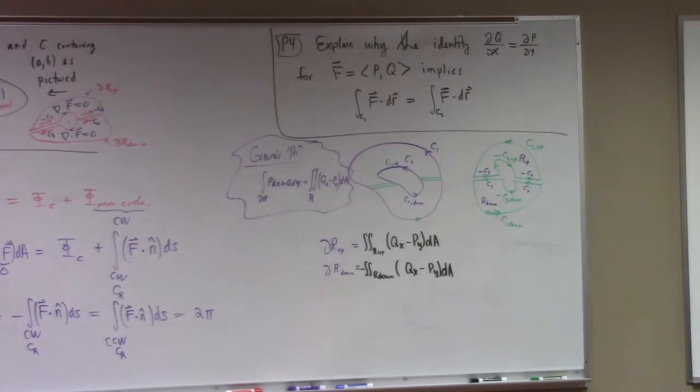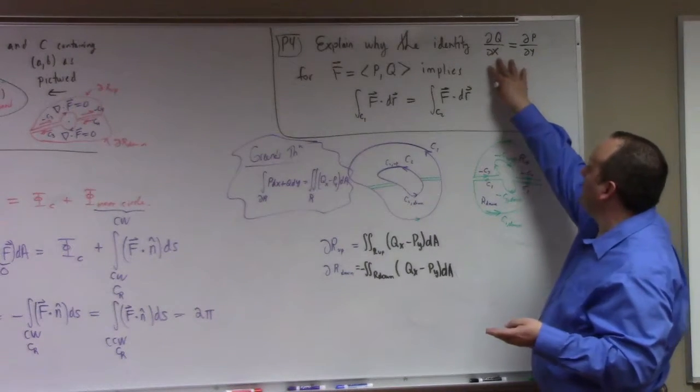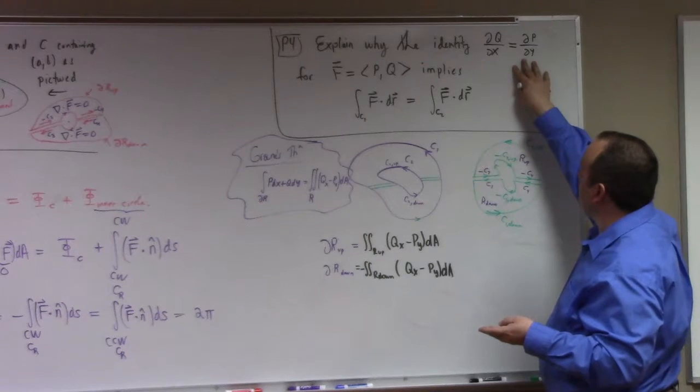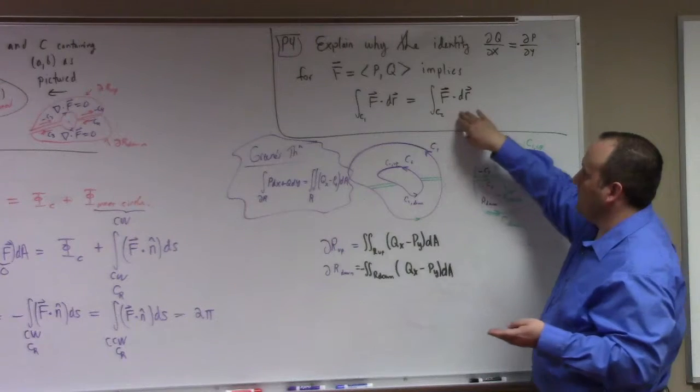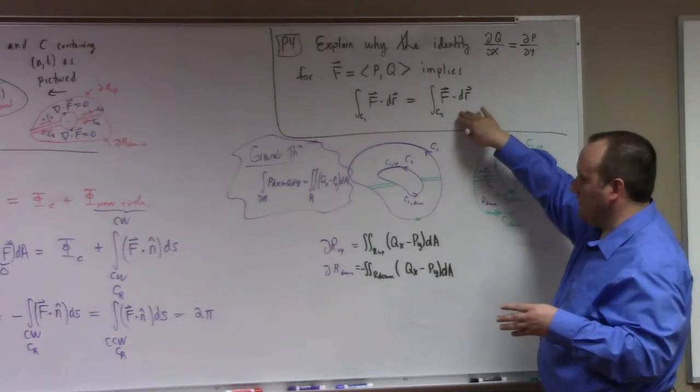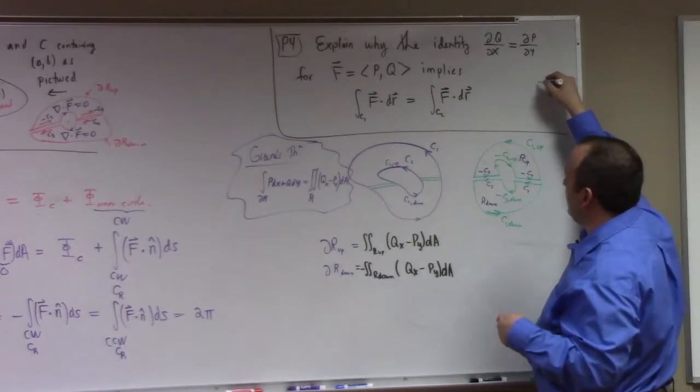So this is going to seem like a repetition of what I'm about to do, because it's actually the same problem, recast a little differently, without the pesky extra 2 pi calculation in the middle. All right. So over here I said, explain why the identity partial q partial x equals to partial p partial y for that vector field implies that these integrals are equal. And I, shame on me, I meant to give you the following picture.